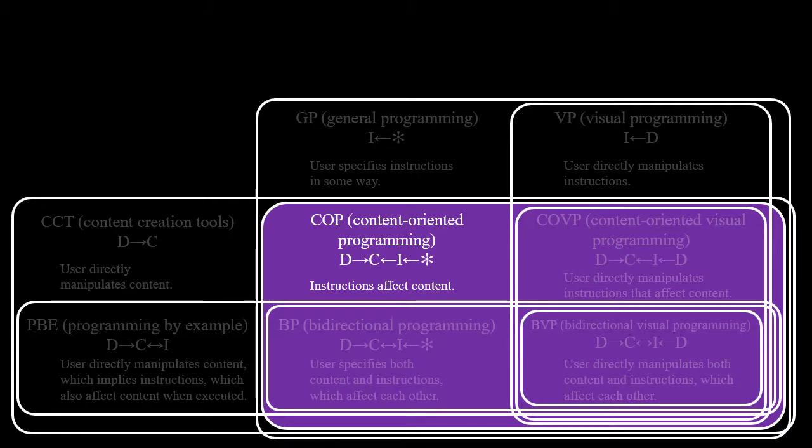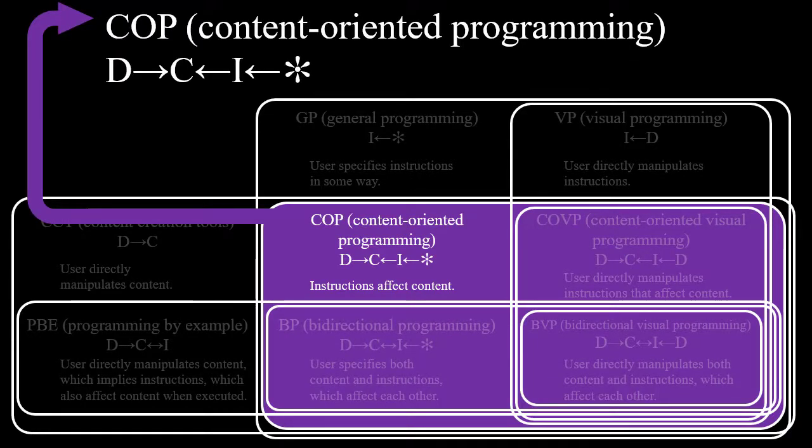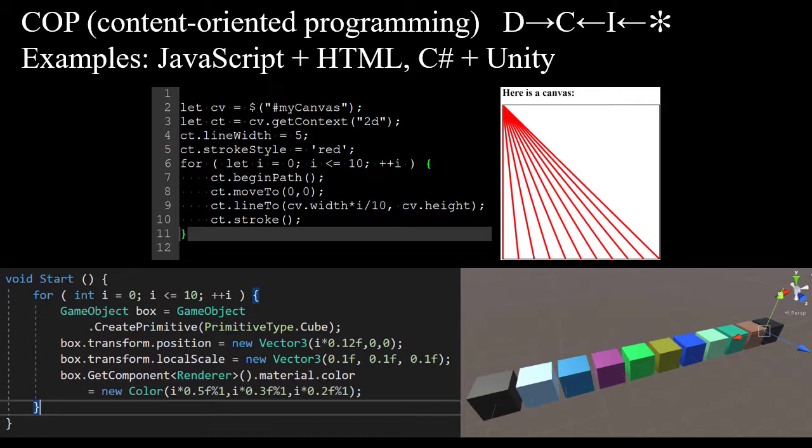Next, we have combinations of the categories I've already shown. The COP category contains systems where there is both content and instructions that can be edited, like these examples which I showed earlier. The content here can be directly manipulated with visual tools, but can also be generated and modified programmatically through instructions. In some programming environments, the content might be referred to as a document, or a scene, or resources, or assets, but the idea is basically the same.